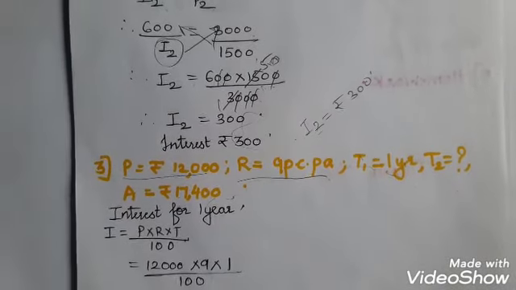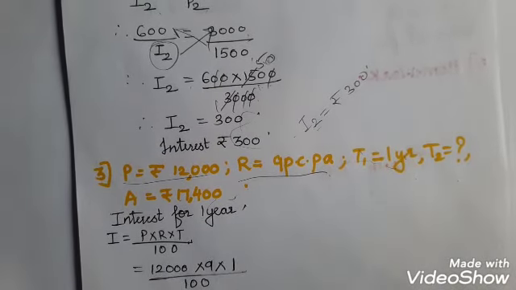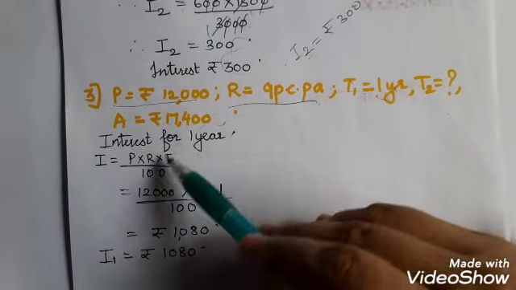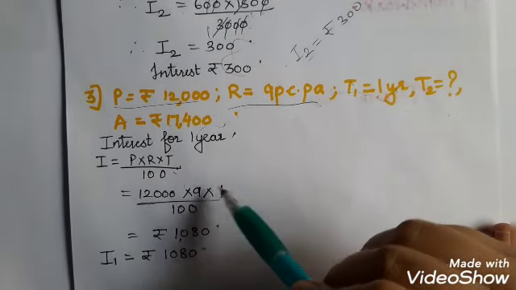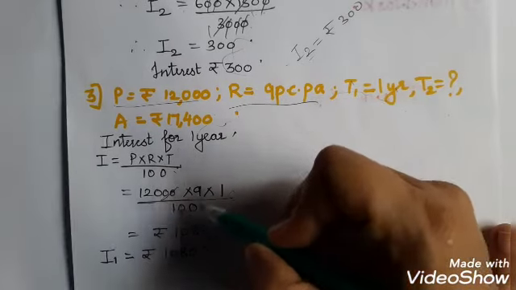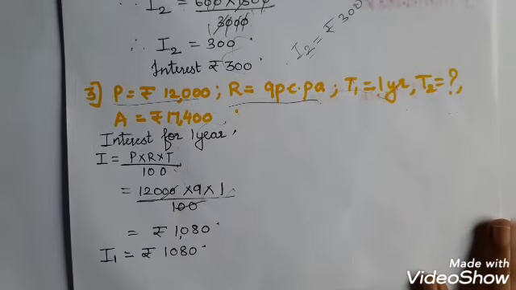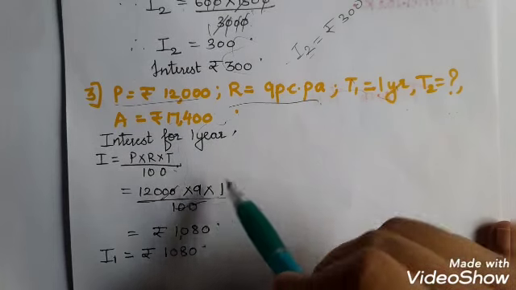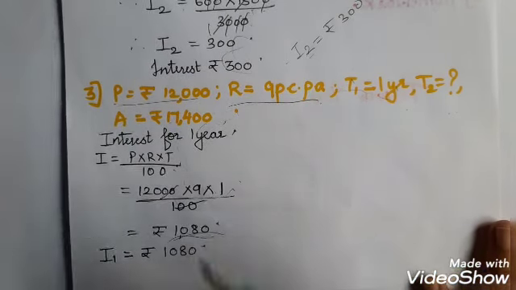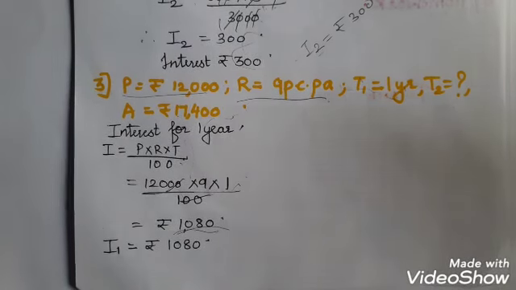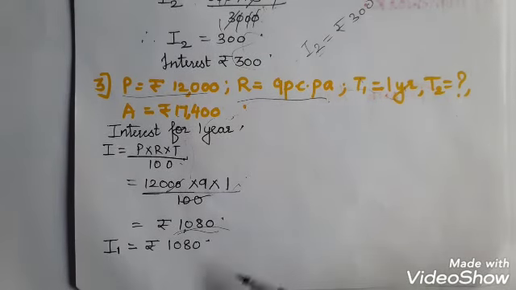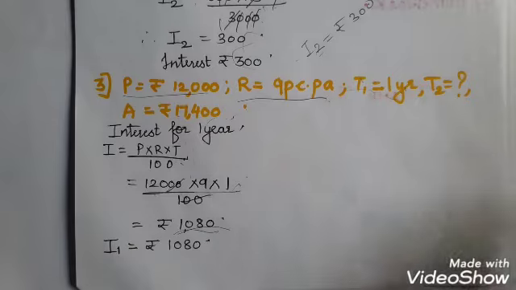So now first we find interest for 1 year. So what is interest for 1 year? P into R into T upon 100. That is 12,000 multiplied by 9 into 1. These two zeros get cancelled. 120 into 9 into 1, you multiply, you get 1080. So the interest, that is I1, is rupees 1080.